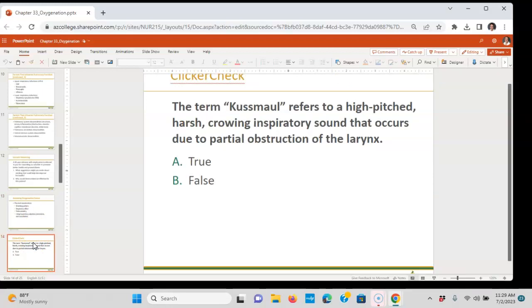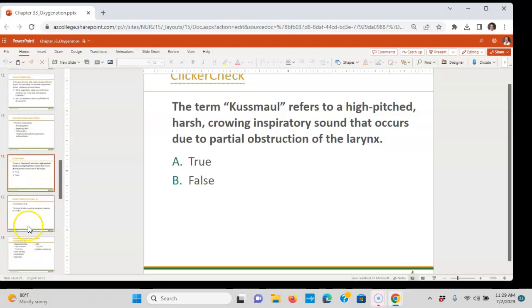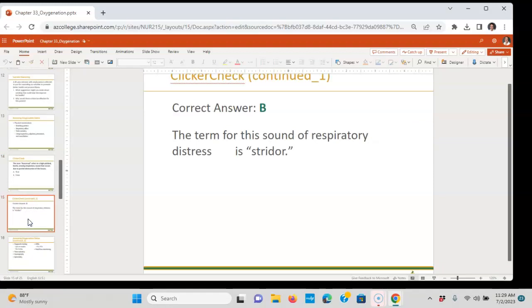So the term Kussmaul refers to a high-pitched, harsh, crowing inspiratory sound that is due to partial obstruction of the larynx. Is that true or false? Kussmaul respirations. What do you know about Kussmauls? So a high-pitched, harsh crowing, stridor. Kussmaul is actually the fruity breath, and the Kussmaul respirations are key indicators of a DKA, a diabetic ketoacidosis patient. They are short, deep breaths.